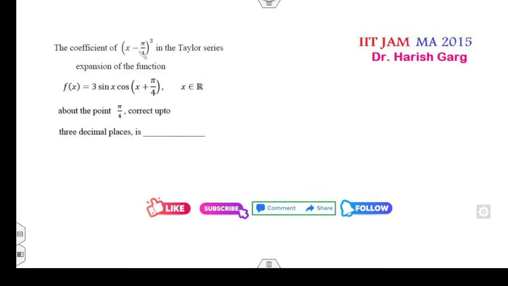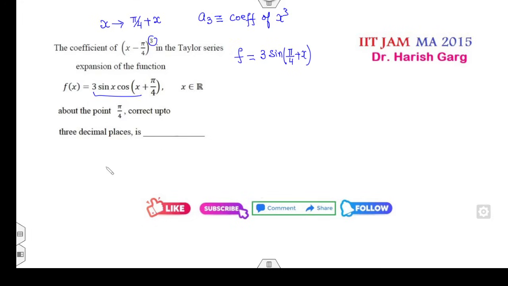Again, you can replace x with pi by 4 plus x. Look, your target is to find the coefficient of x cube. You cannot take the derivative 3 times. So I can replace x with pi by 4 plus x. The first quantity will be sine of pi by 4 plus x, and it is cos of pi by 2 plus x. Cos pi by 2 plus x is the negative of sine x.